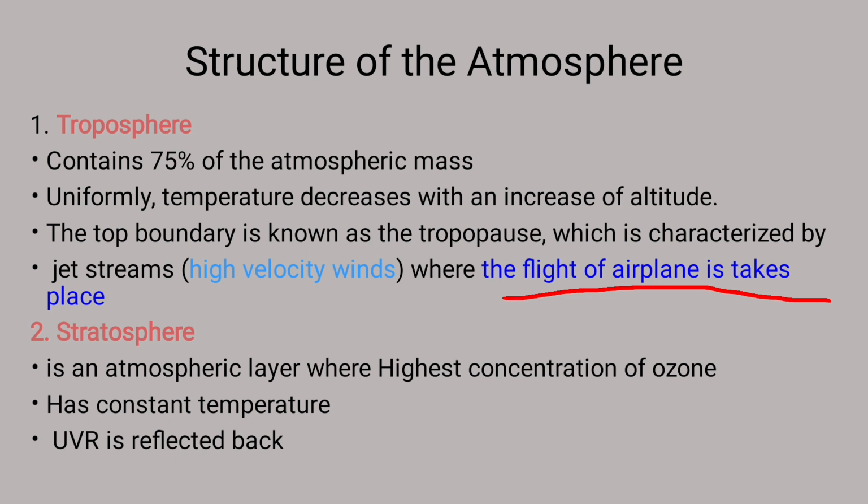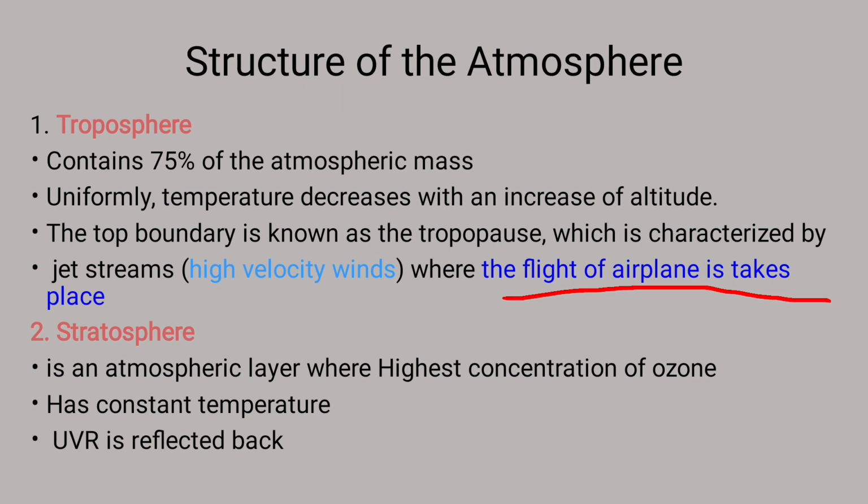Again, the atmospheric layer in which there is high velocity of wind known as jet stream is the troposphere. The layer of atmosphere that has 75% of atmospheric mass is the troposphere. The layer of the atmosphere which is known for the decrease of temperature with an increase of altitude is the troposphere. The second is the stratosphere.